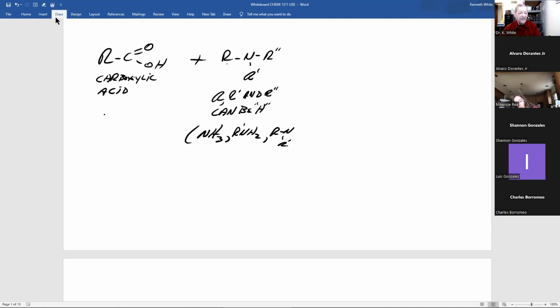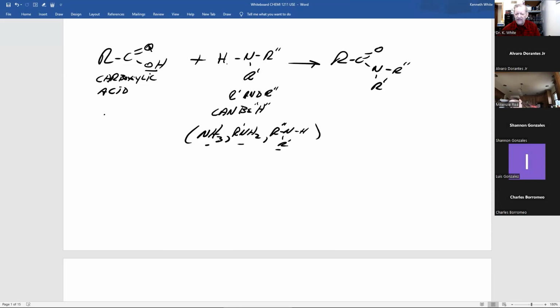I made a mistake. Hold on. It's wondering why it didn't look right. It's one of my rare mistakes. It's like this: R prime and R double prime. Now it's right. Sorry. So it can be ammonia, primary amine, secondary amine. And what's attached to the carbonyl carbon? The carbonyl is still there, and you replace the hydroxyl group with the nitrogen. And what's on the nitrogen?